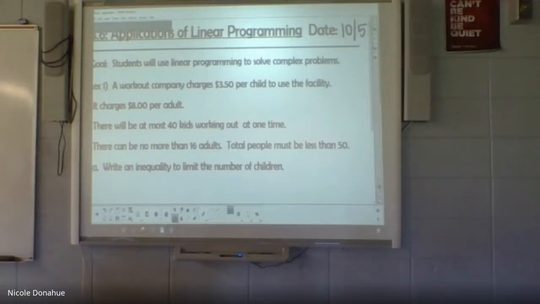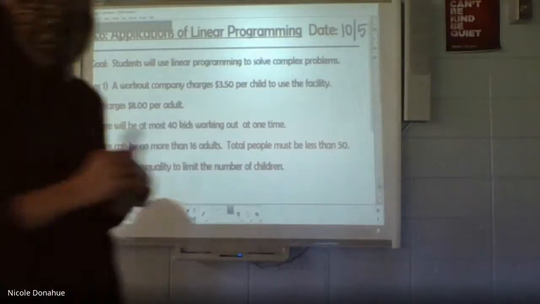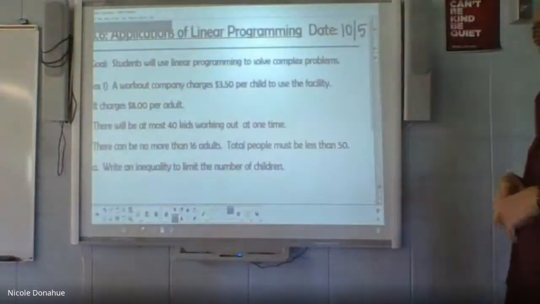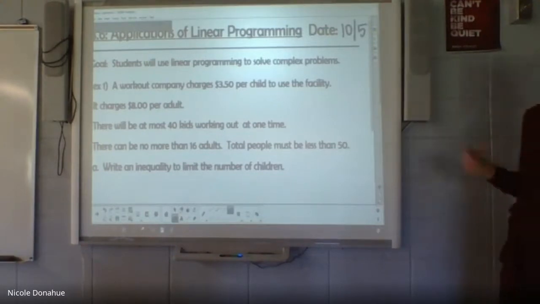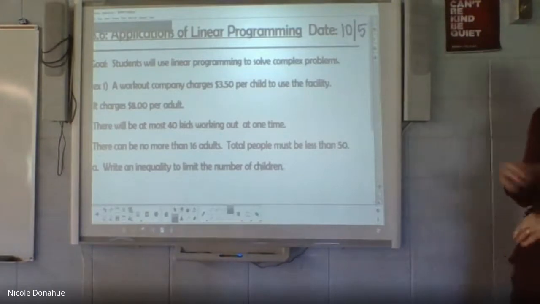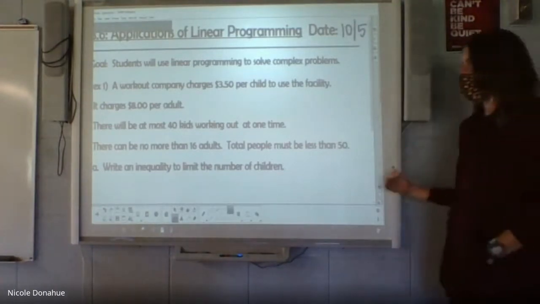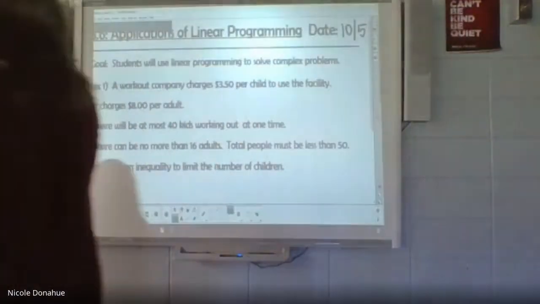And then some of the other homework will be review problems, like from last time. So just a heads up on that. It says a workout company charges $3.50 per child to use the facility, $8 per adult. So like if you go to the YMCA or something like that, that's the charge per child or the adult.